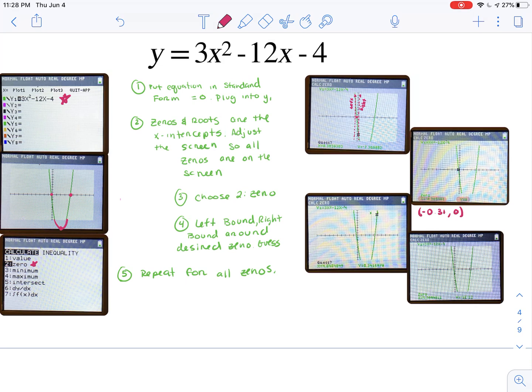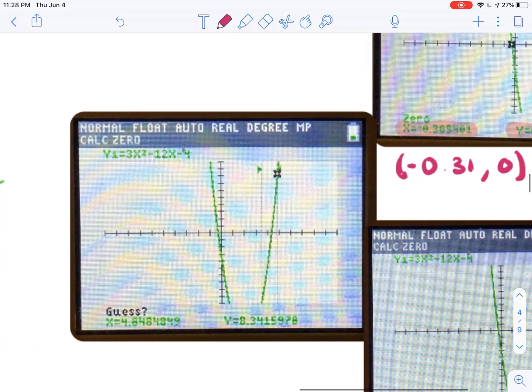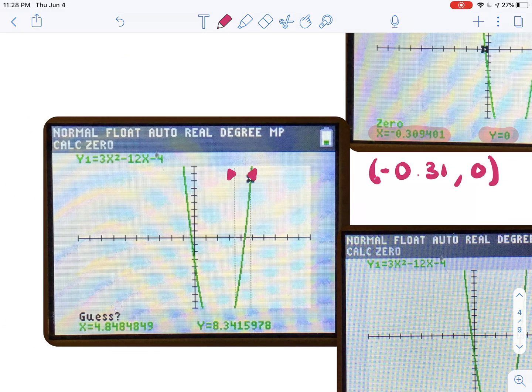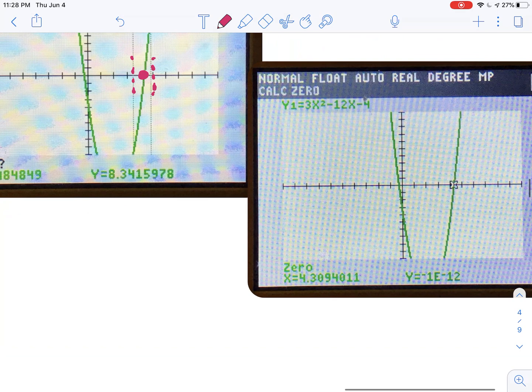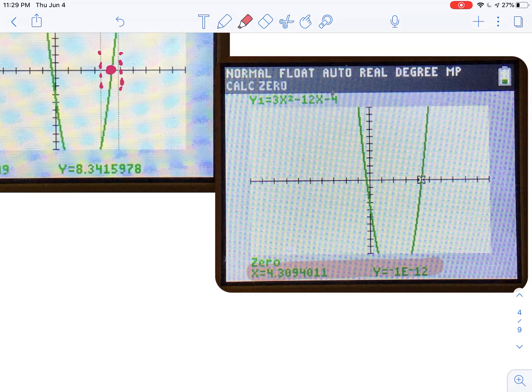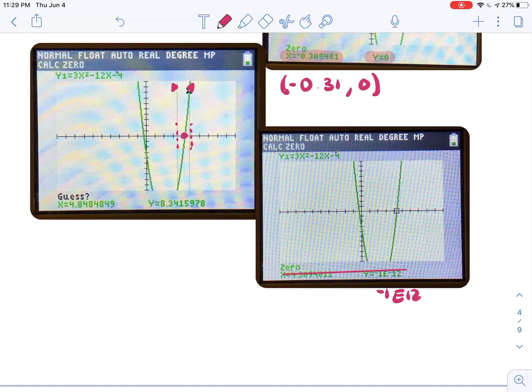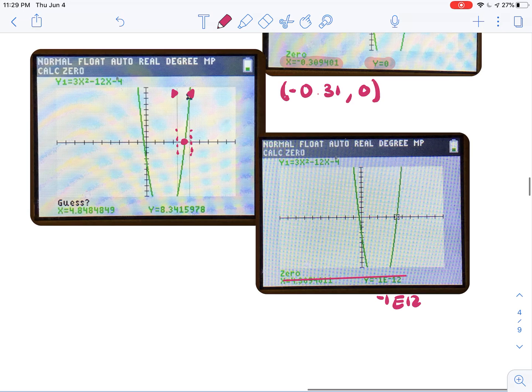So we want to make sure that we repeat this again for any extra zeros that we need. So second trace, option number 2, we set up our left bound, we set up our right bound, we make sure that the zero is in between, and we press enter. And again, we get this value at the bottom of the screen right here. Now notice this -1E12. Remember, E on the calculator is just scientific notation. If it's a really big number, typically it just means that it's getting really, really close to 0. So what is the value rounded to the nearest hundredth?